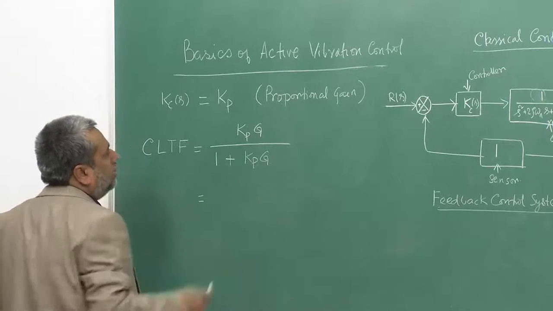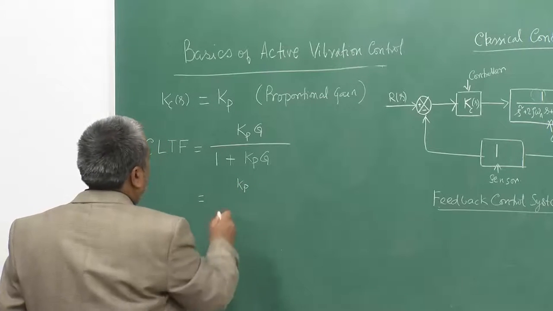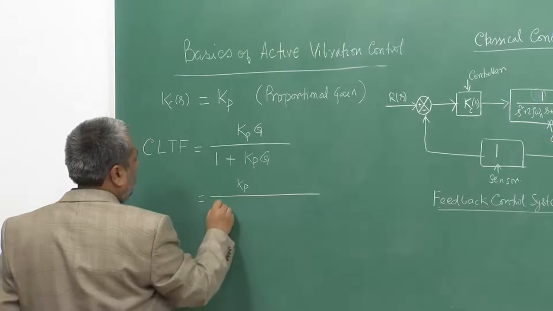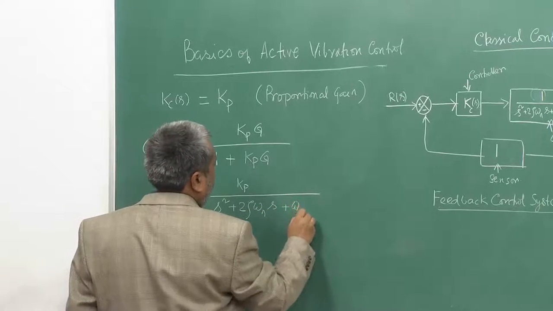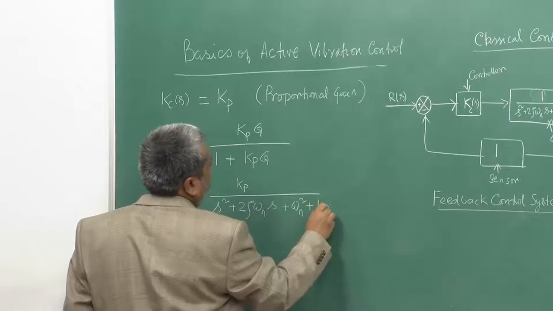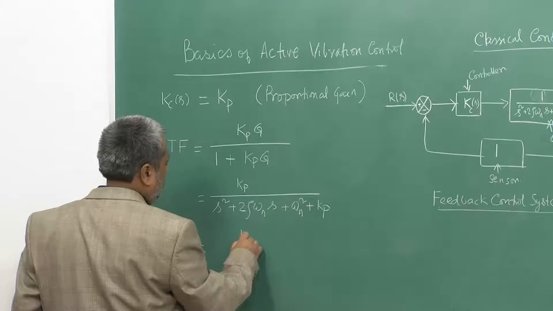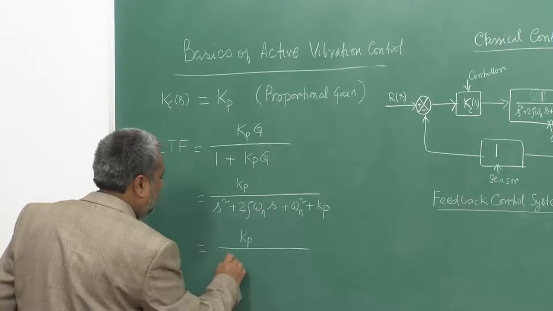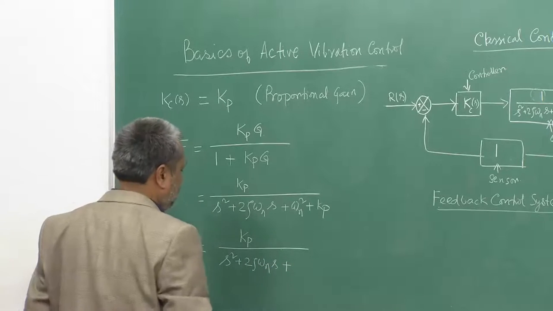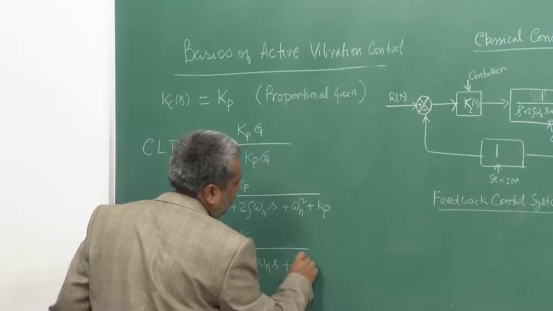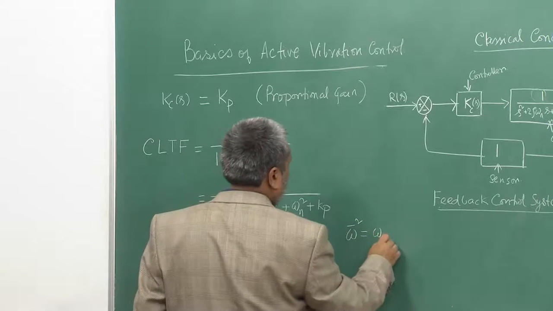So, if I write, we know the structure of G. That means it will become Kp, and below we are going to see s square plus 2 zeta omega n s plus omega n square plus Kp. In other words, the closed loop transfer function will be simply Kp over s square plus 2 zeta omega n s plus something which we may call the changed natural frequency omega bar square, where omega bar square is actually omega n square plus Kp.